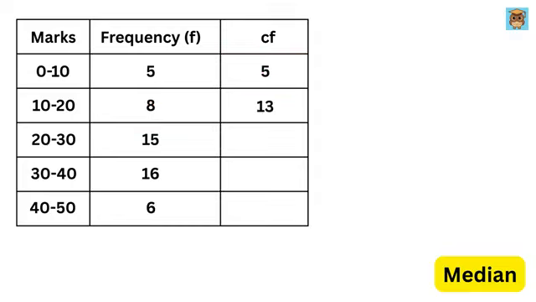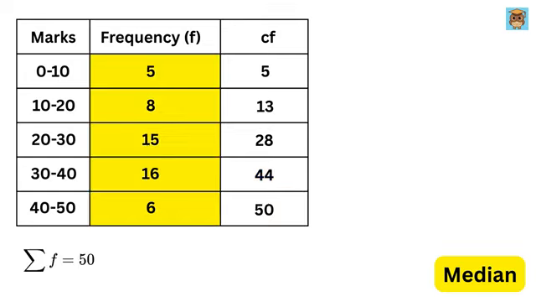This means the total number of students who scored 0 to 20 marks is 13. For the next class, 20 to 30, we add 13 to the frequency of this class, which is 15, which gives us 28. For 30 to 40, we add 28 to the frequency of this class, or 16, which gives us 44. Finally, for the last class, 40 to 50, we add 44 to 6, resulting in 50.